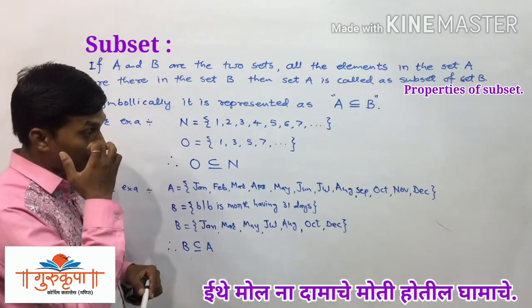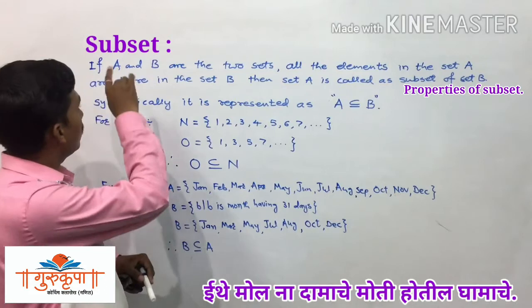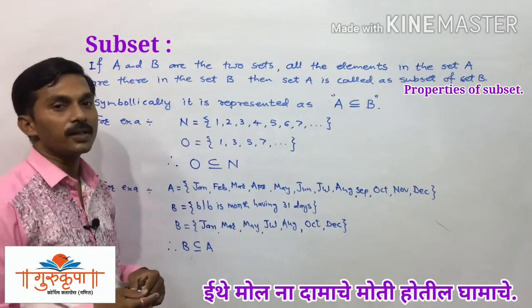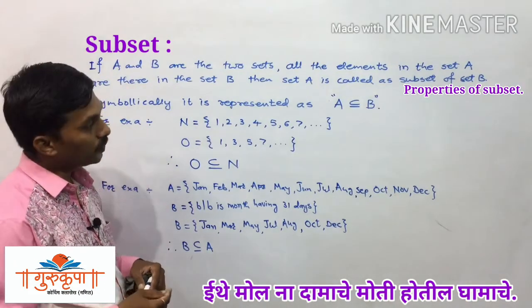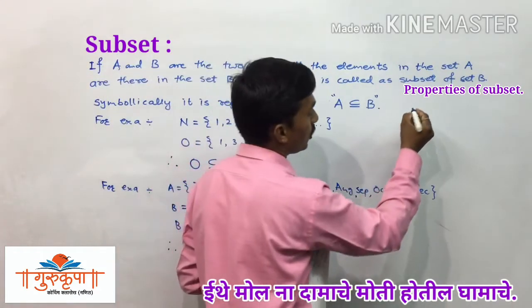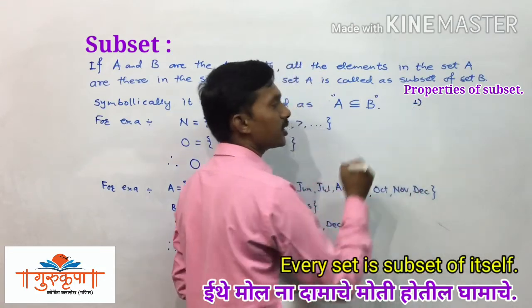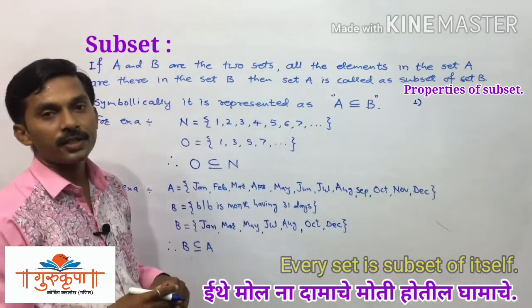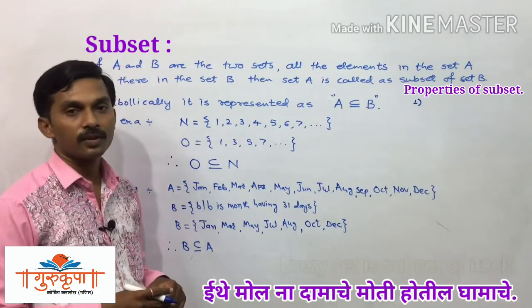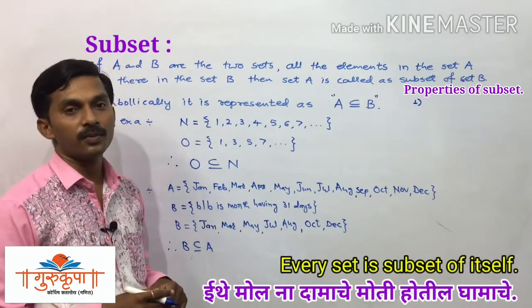Now we have some properties. We have 4 properties about this subset. Out of these, the first property, you no need to write these properties, but we will discuss here. Every set is subset of itself.